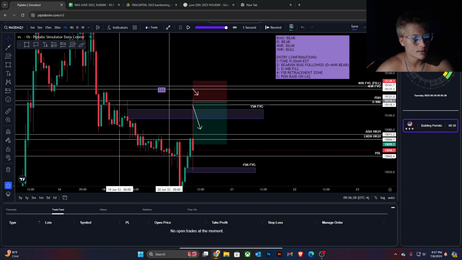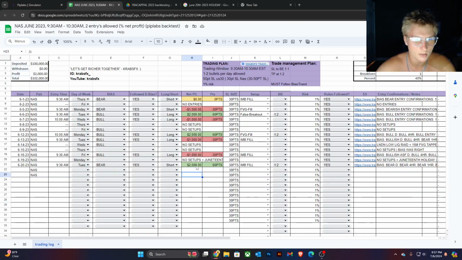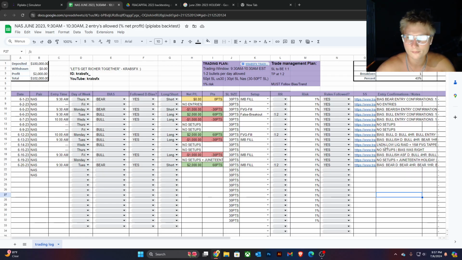And we're at 1 hour and 5 minutes today. Very good session. Ended up taking, I believe, 2 trades and some no setups here. We had a holiday. But what's important here was when we had no setups, the bias was still right. Boom, bias was correct.